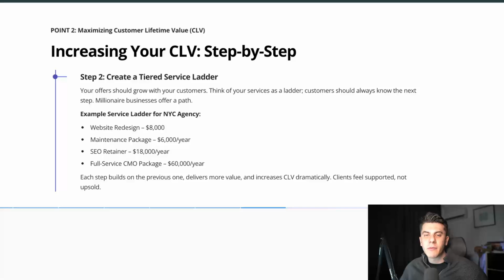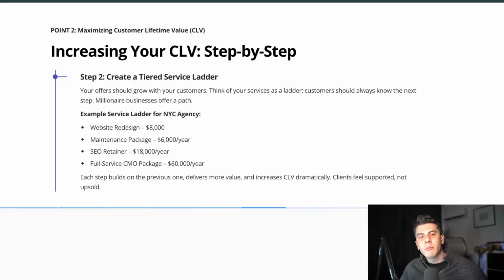Example service ladder for a New York agency. Number 1, website redesign, $8,000. Number 2, maintenance package, $6,000 a year. Number 3, SEO retainer, $18,000 a year. Number 4, full CMO package, $60,000 a year. It could be fractional CMO as well.